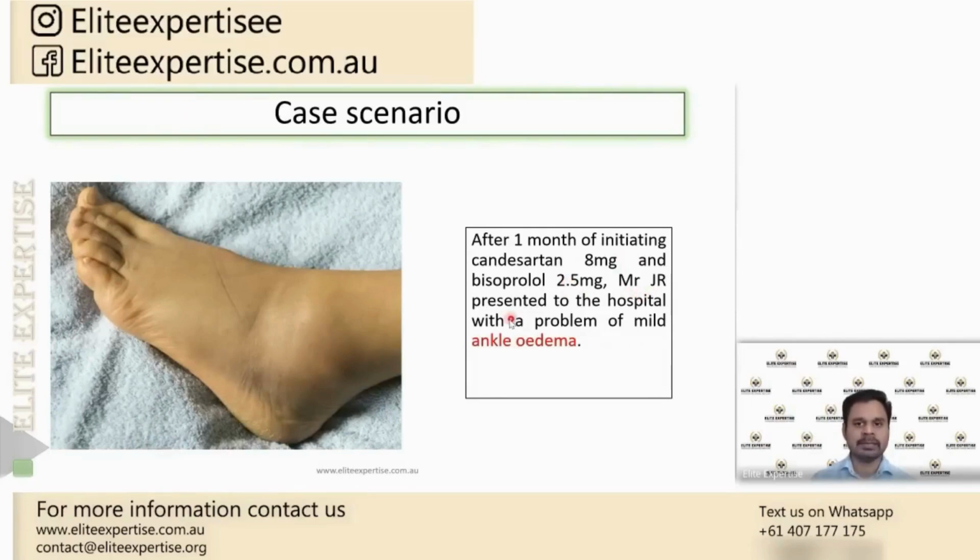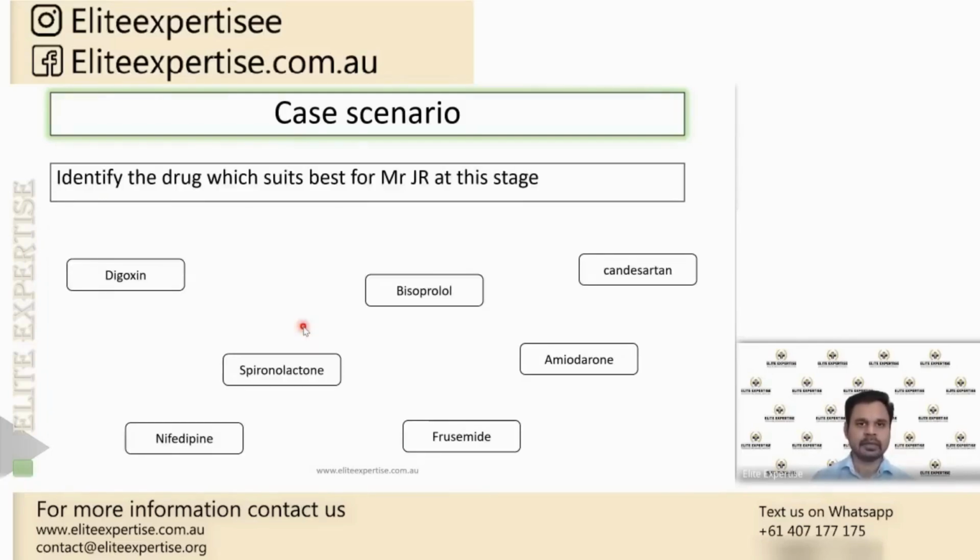Mr. JR, the patient, presented to the hospital with a problem of mild ankle swelling. So mild ankle edema. Here you can see that there is an ankle swelling. So now what do we need to do? Identify the drug which suits best for this patient at this stage. Among the given drugs, which drug will help to remove that excess fluid from the body? We know that the best drug that we can go with is furosemide. Furosemide is the drug that can help to remove the excess fluid from the body.